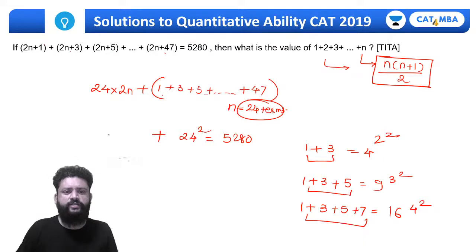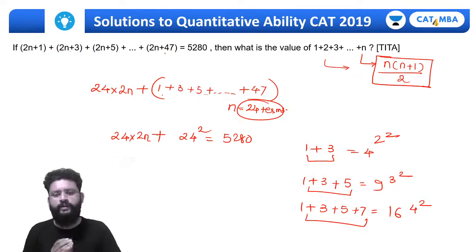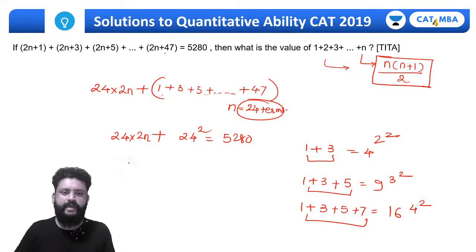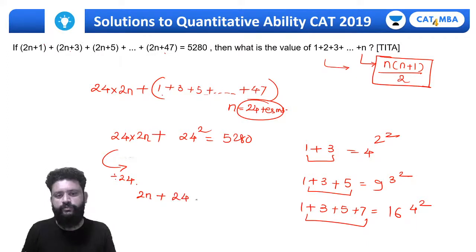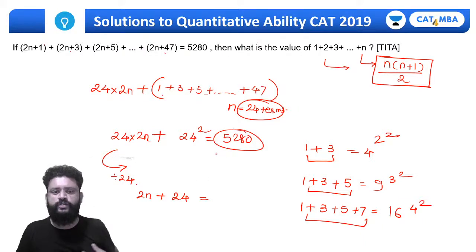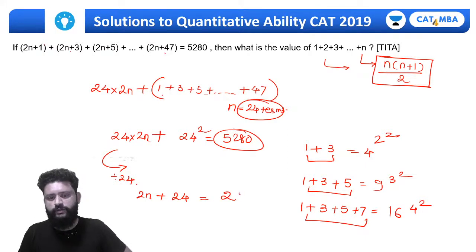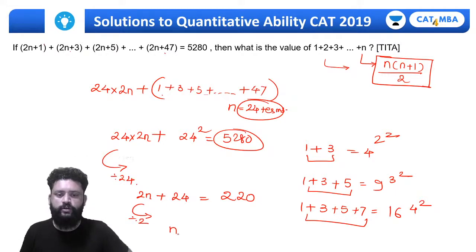So let's get to the calculation later. First of all, let's solve this. This is 24 into 2, and we'll try to divide it by 24 itself. Divide this complete equation by 24. What you'll get: 2n plus 24 equals, divide by 24, it is divisible by 24, also by 3 and by 8. So 24 2s are 48, 24 2s are 48, this came 220. So again divide the complete equation by 2: n plus 12 has to be 110.